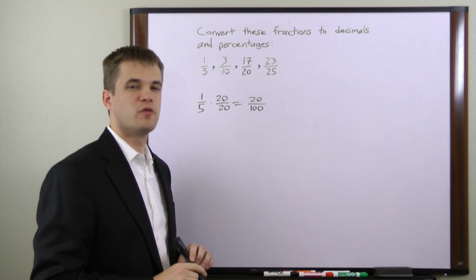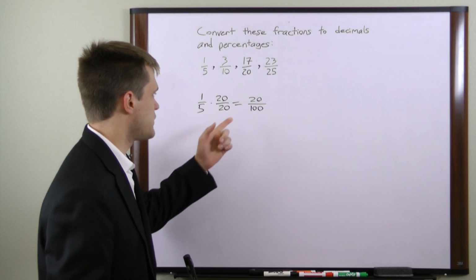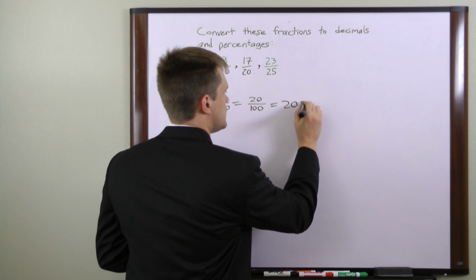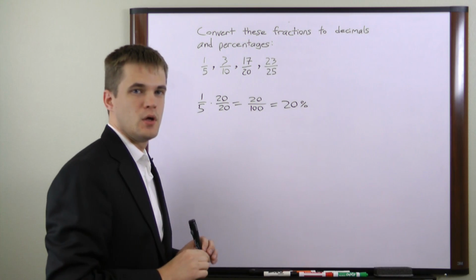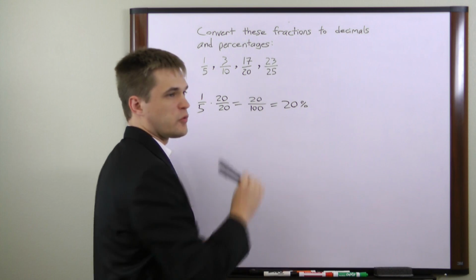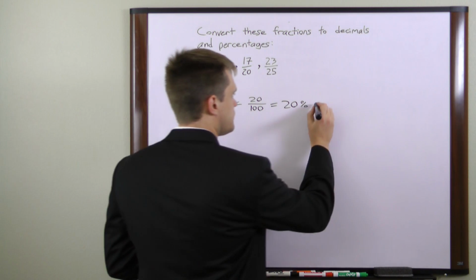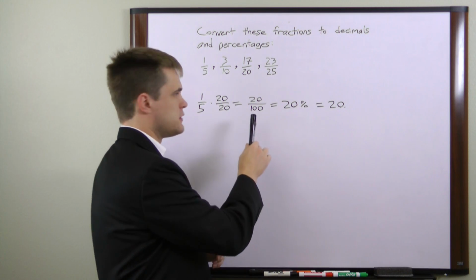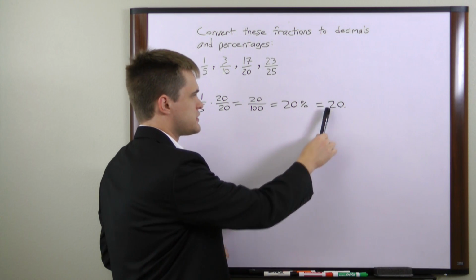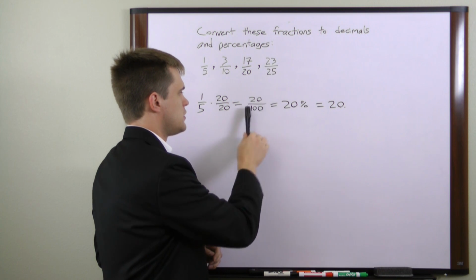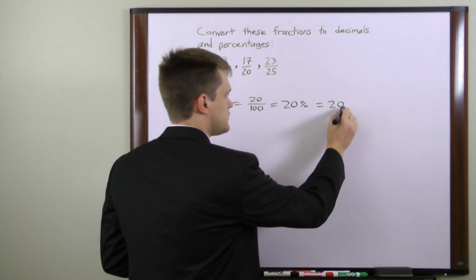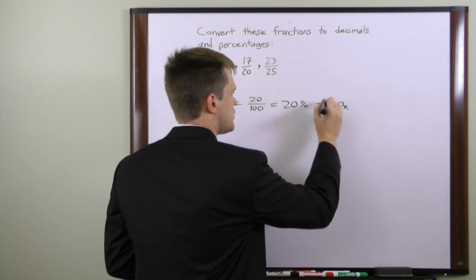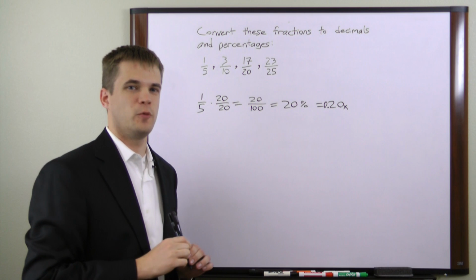Now once you have your number over 100, all you have to do is write the numerator as a percentage. So 20 over 100 equals 20%. To write it as a decimal, you write the numerator with a decimal point following it, 20 point, and you move the decimal point 2 places to the left because your denominator is 100. So 1, 2, there's where your decimal point will be. And we'll put a 0 in front of it so that we can recognize it as a decimal.